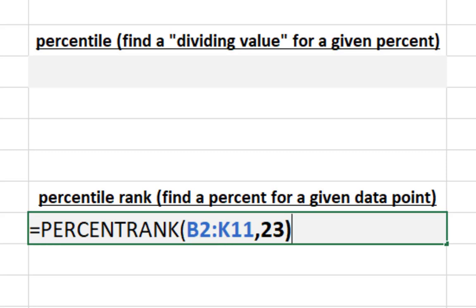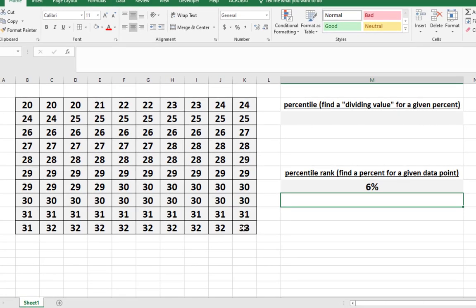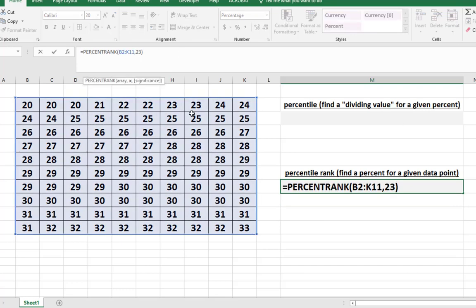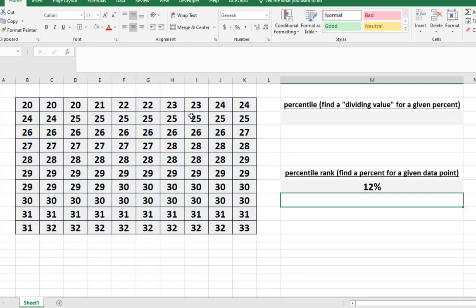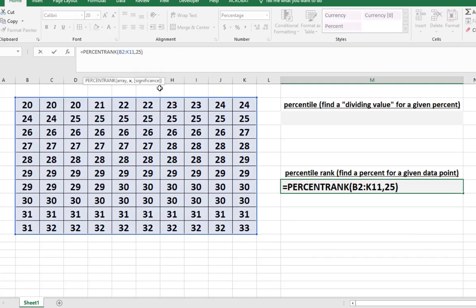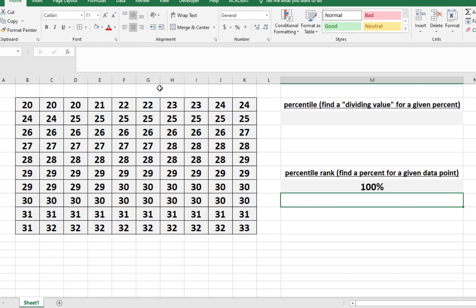23 pounds. What's the percentile of 23 pounds? Well, I bet you that's what you got, because if you look at where 23 is, there are 6 points below it, so that's 6% below. 25 pounds, I bet you got 12. And that's what Excel got too, because if you look at where 25 is, there are 12 points below. Very good. And 33, I bet you got 99%. Excel actually calls it 100.